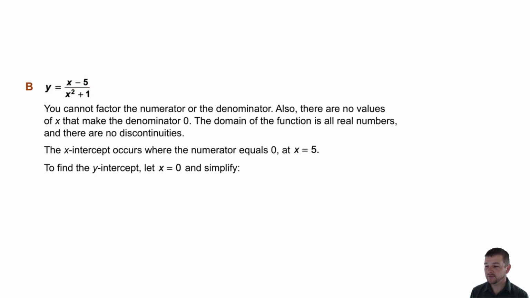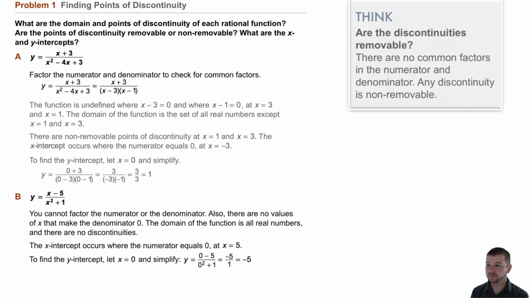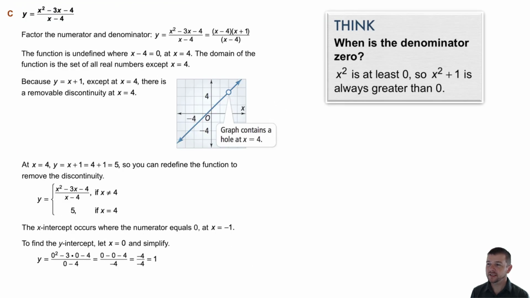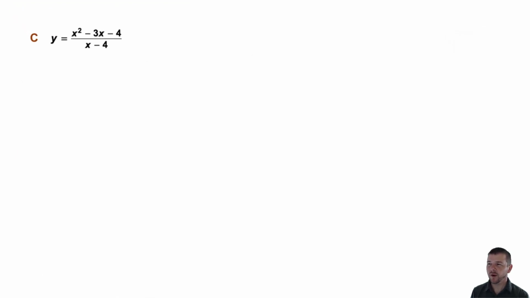To find the y-intercept, once again, let x equal 0 and simplify. Substituting 0 for x in the original equation, it becomes y equals 0 minus 5 over 0 squared plus 1, and that works out to be negative 5. Part C. How about the function y equals x squared minus 3x minus 4 over x minus 4?